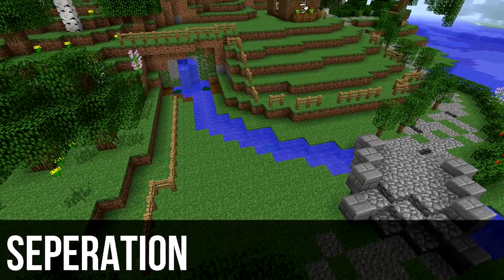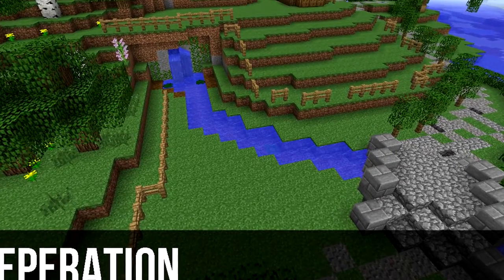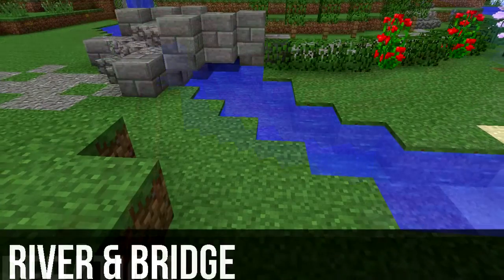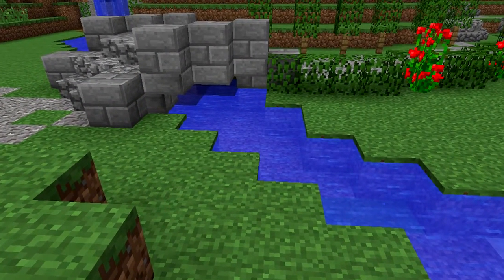From the little pond, we made a river. The river is another thing that is good at splitting the terrain into sections. Like the pond, it is also quite small, but it gets the job done. There's also a bridge so that the path can go over it.